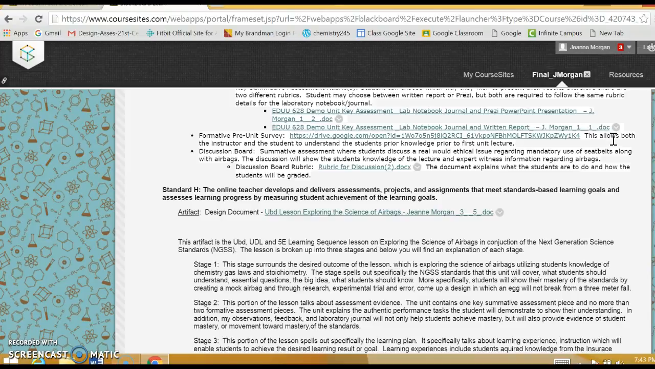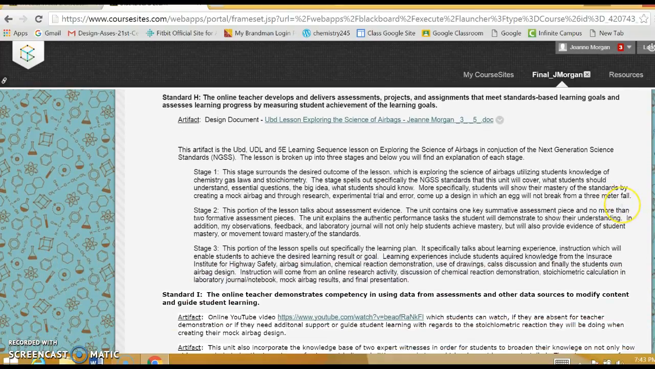So this artifact really is a UBD, UDL, and 5E learning sequence lesson on exploring the science of airbags in conjunction with the Next Generation Science Standards. It's broken up into different stages: stage 1, stage 2, stage 3. Stage 1 surrounds the desired outcome of the lesson, stage 2 is about the assessment evidence, and stage 3 is the last part of the lesson that spells out the day-by-day plan. So take a look at that, and that might help you understand where I was coming from when I created this unit.